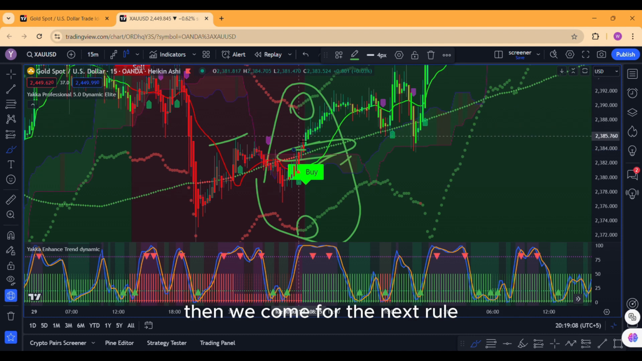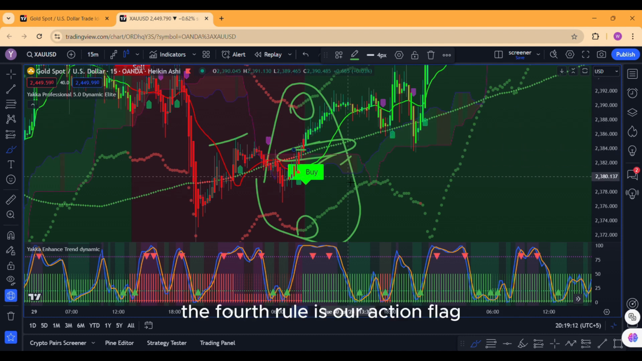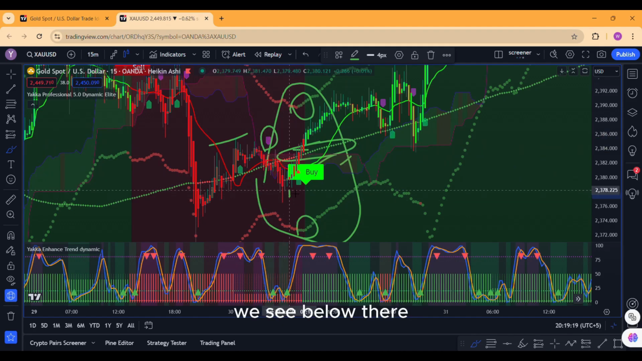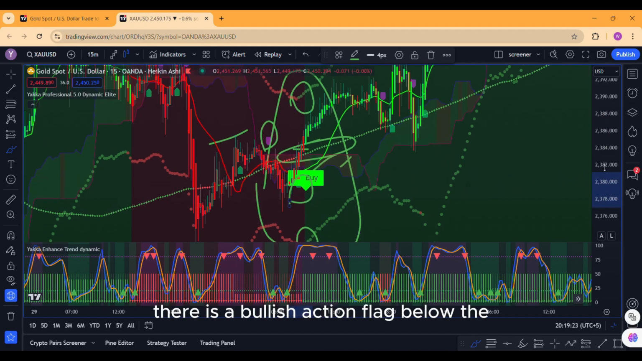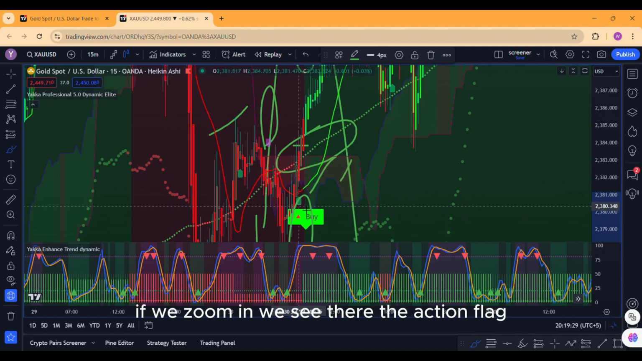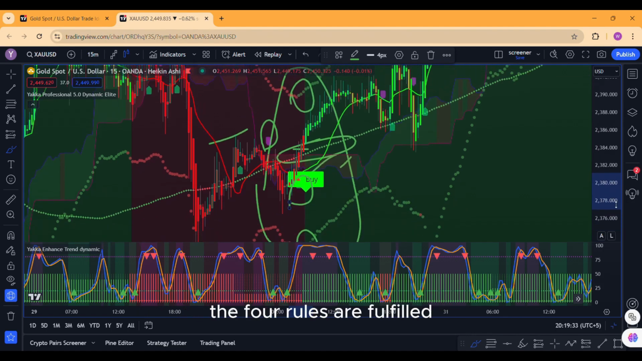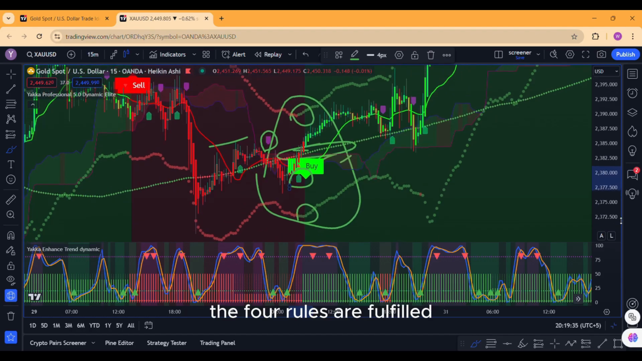Then we come for the next rule. The next is the fourth rule. The fourth rule is our action flag. There is the bear action flag. We see below that there is a bullish action flag below the signal. If we zoom in, we see there the action flag. The action flag is also available. The four rules are fulfilled.